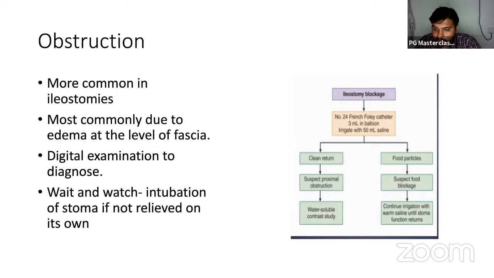In these cases also, we will have to explain to the patient the type of food or bulking that he should have. A dietitian referral is required in these cases. In stomal edema cases, initially we can just wait and watch, with intubation of the stoma, following which continuing irrigation has to be done if not relieved on its own. And once it starts functioning, it is a good sign.